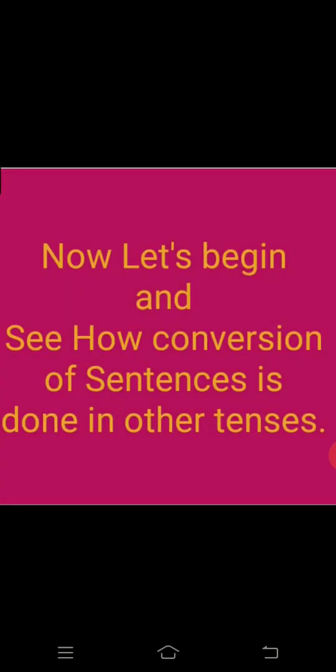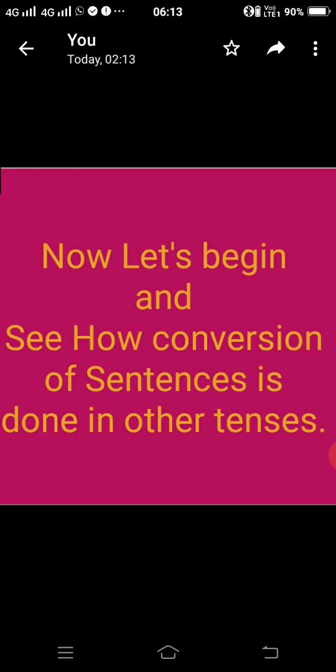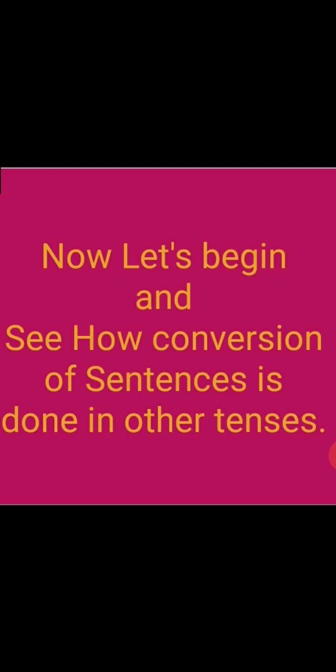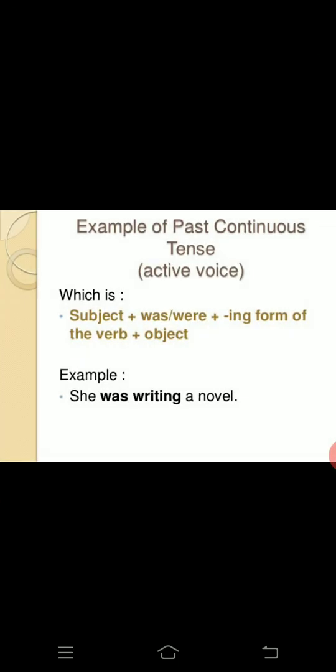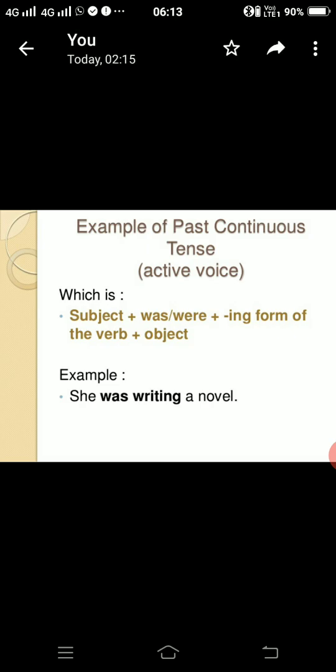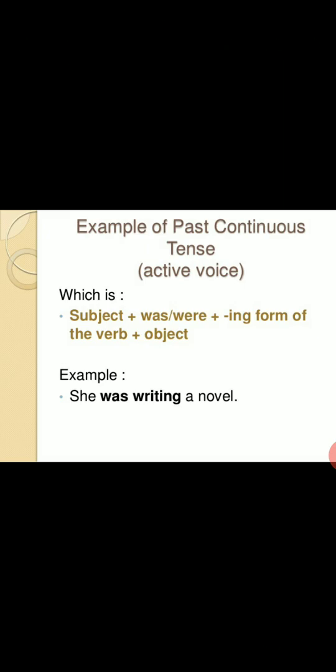Now, students, we shall learn how to change sentences from active to passive in other tenses too. So, let's begin with past continuous tense. Students, the active structure of past continuous tense is like this. Subject comes first and then the subject is followed by either was or were according to singularity or plurality. If the subject is singular, then it will take was. If it is plural, then it will be followed by were.